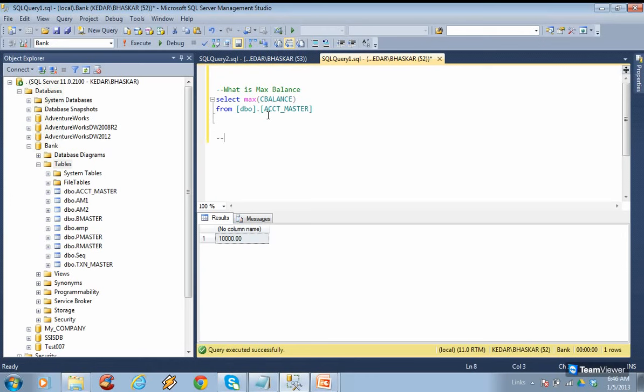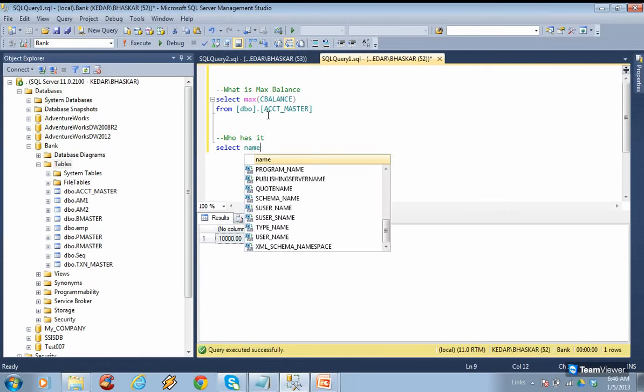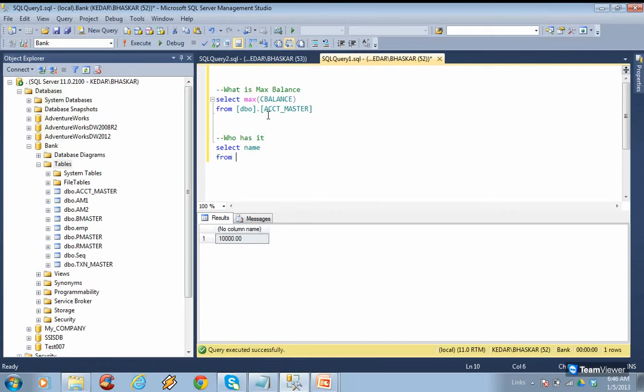So the second question is who has it. Then you have to find out select name of a customer table. Who has it? So select name of a customer where C balance equals, open the bracket, close the bracket. I'm just copying and pasting it here. And this would be your subquery.